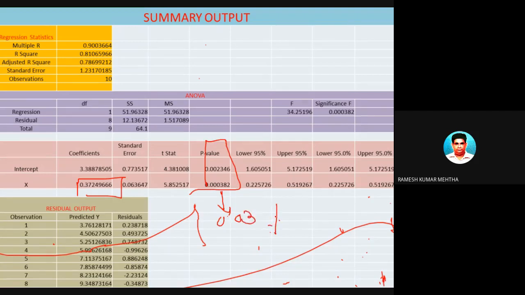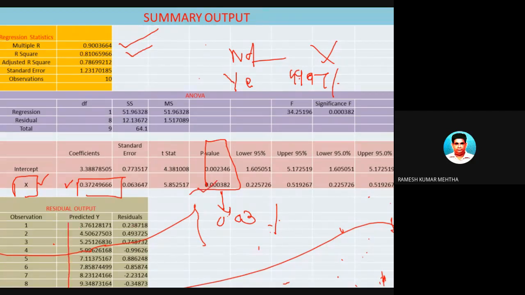Null is rejected means what? The influence of this particular variable on the dependent variable is there, because we thought it was not there and we rejected it, and hence the alternative is yes, there is an effect of this particular x variable on the dependent variable, and it is 99.97 percentage, and hence the null is rejected and the alternative is accepted. Hope you have understood this particular point.